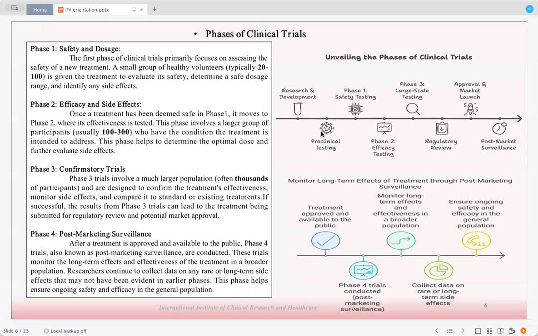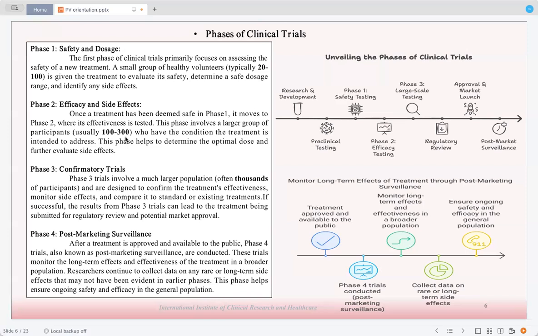Next is phase 1. Phase 1 is otherwise known as the human pharmacology phase. In phase 1, 20 to 100 healthy volunteers are enrolled to evaluate the safety and safe dose of the investigational product. Next is phase 2, otherwise known as the therapeutic exploratory phase. In phase 2, 100 to 300 subjects are included, to determine the dose which can provide maximal benefit with minimal level of risk.